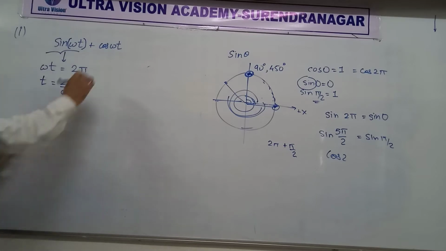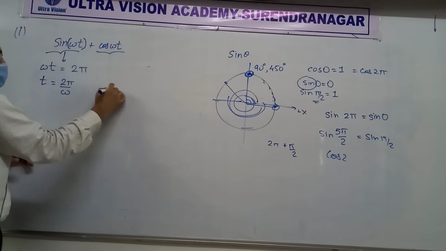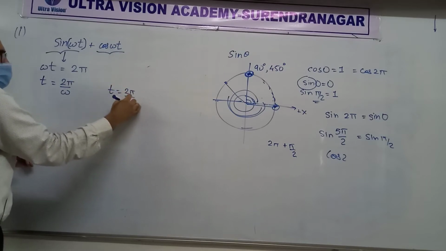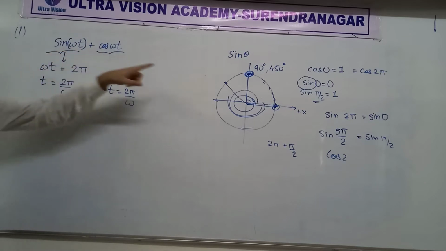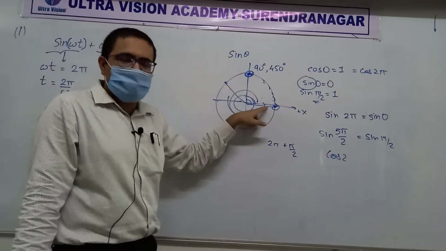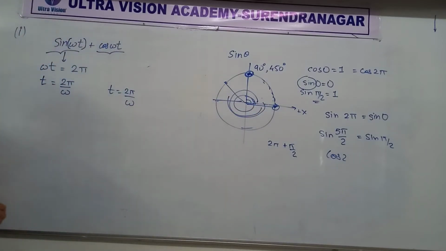Now similarly for this term, same thing is going to happen. This one will also repeat itself after t equal to 2 pi by omega, because of the same logic that we have here. You complete one circle, you're coming back to the same point, whether it's sine or cos. So ultimately both of these, first term and second term, repeat themselves after this much time.